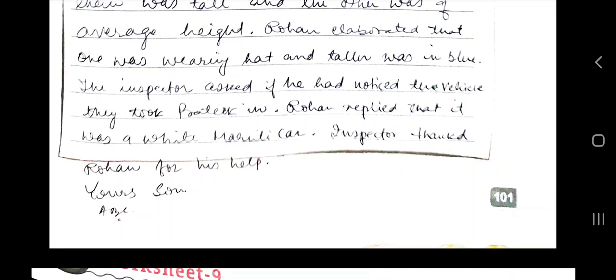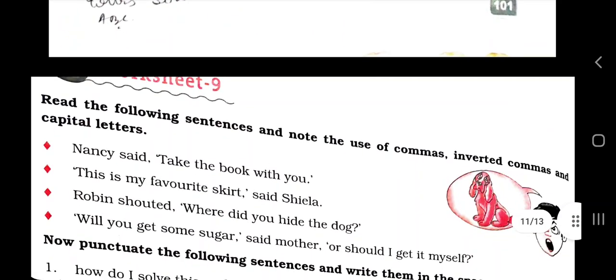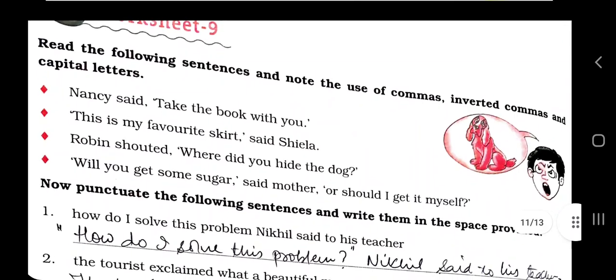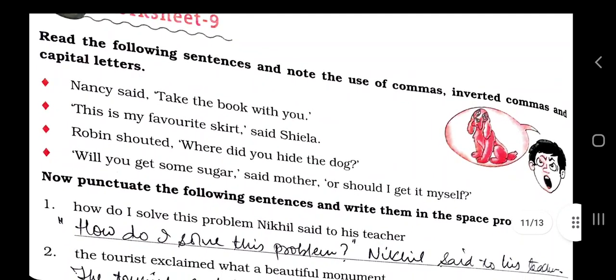Inspector thanked Rohan for his help. Now see, these are all reported speech. Now read the worksheet 9. Read the following sentences and note the use of commas, inverted commas and capital letters.